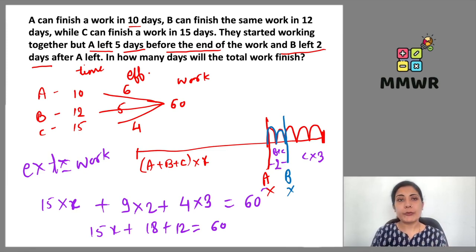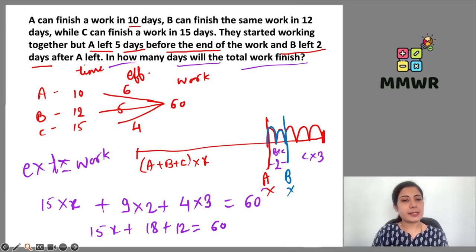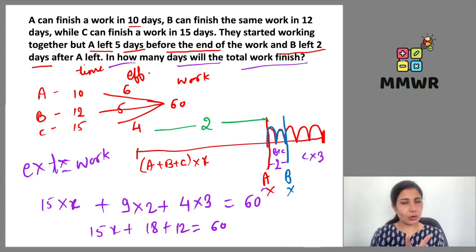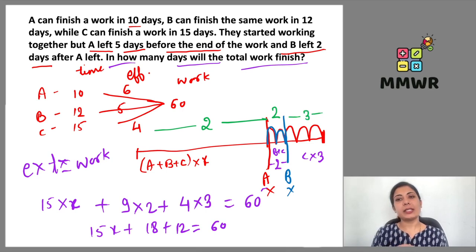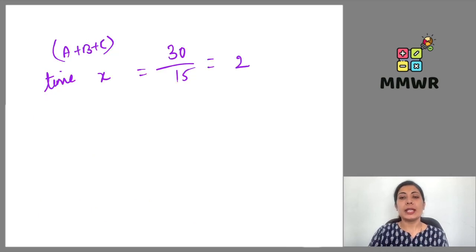So how long have they worked? In how many days will the total work finish? So here at the start they were working, this is the answer. For 2 days they were working, all three of them together. Then again 2 of them worked. B and C worked for 2 more days, and then till the end only C worked alone for 3 days. So 2 plus 2 plus 3 gives me 7. Total 7 days they took to finish the work.